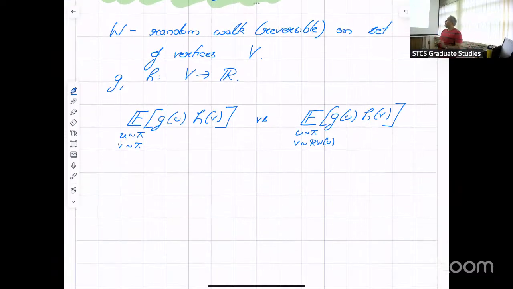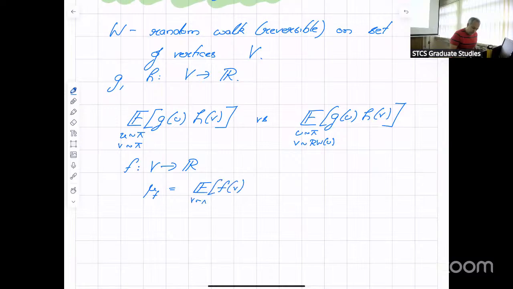And the expander mixing lemma says that if this lambda, the same lambda which we talked about, is small, these two actually look identical to each other. And it's in terms of some other parameters, which we're going to define. So for any function f from V to R, let's define mu of f as just the expected value of that function, the expected value of f(v) with v drawn from pi. That's the expected value of the function.